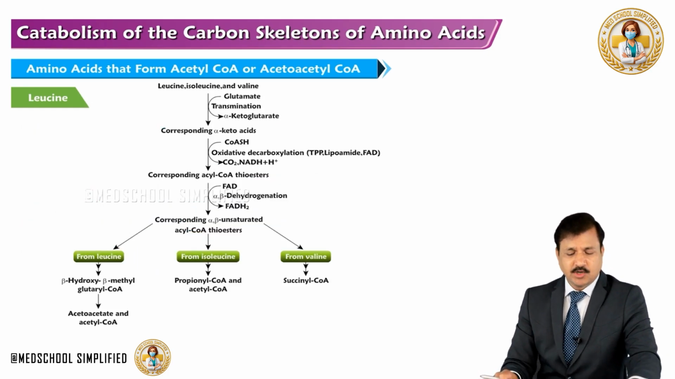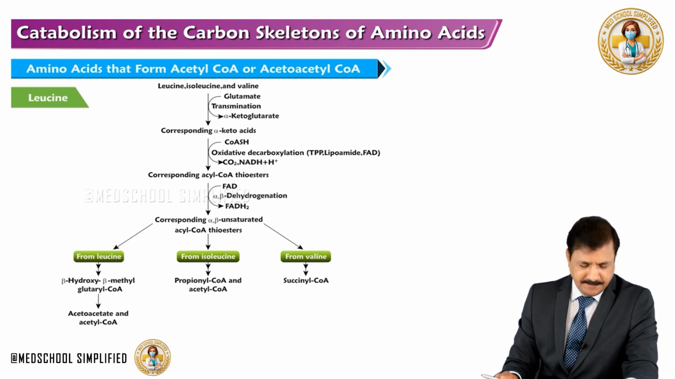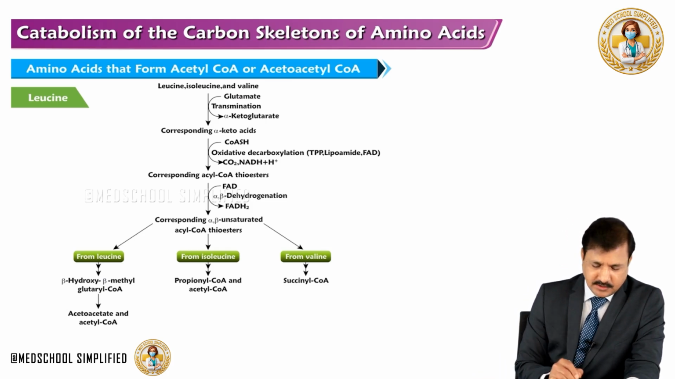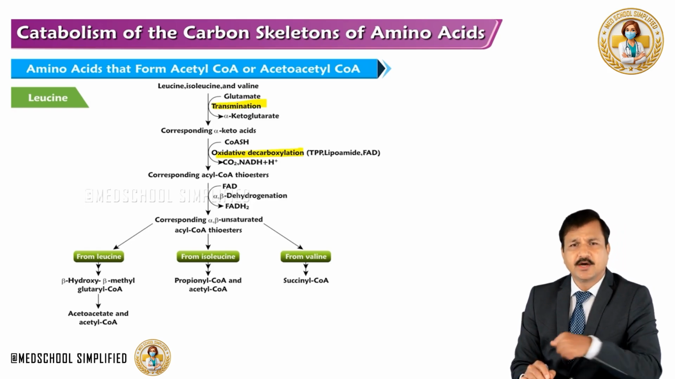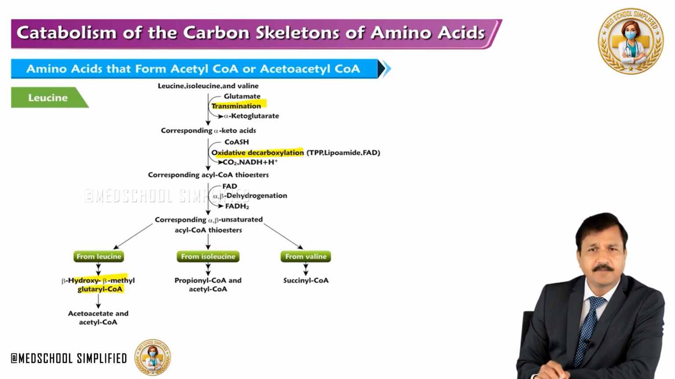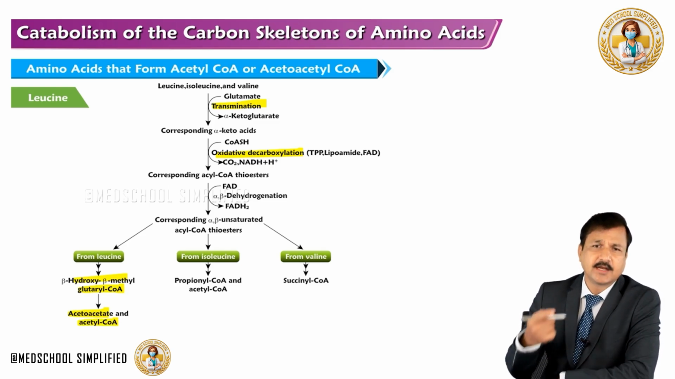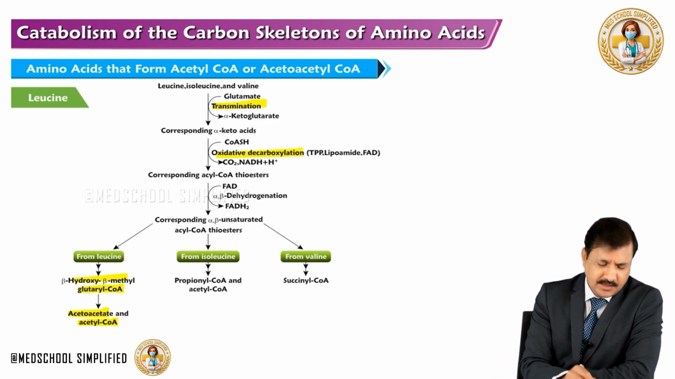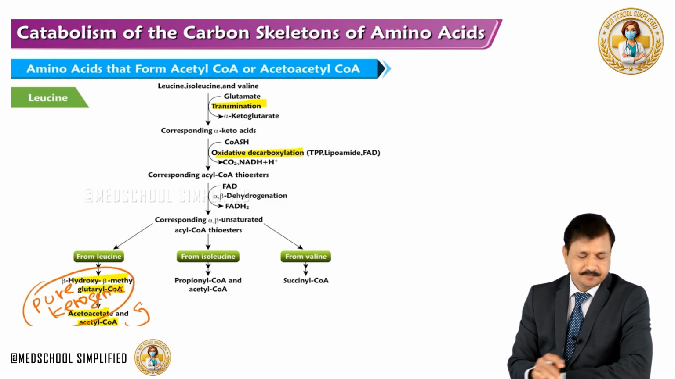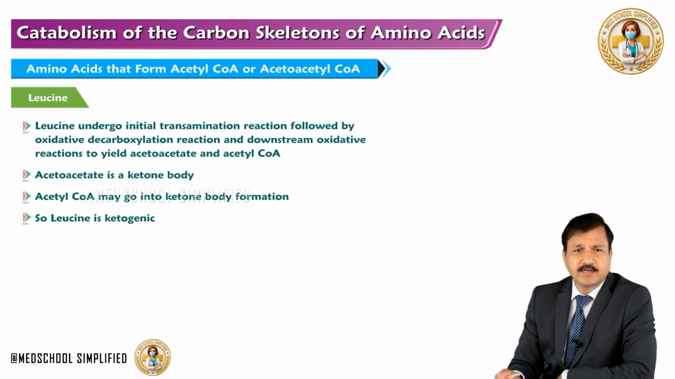Remember that point. Now let's move on to see the metabolism of leucine, which will make a ketone body, which I have already explained to you in the previous slide. So leucine undergoing transamination reaction, oxidative decarboxylation reaction, and downstream oxidative pathways will give hydroxymethyl glutaryl-CoA, which will make acetoacetate, which is a ketone body itself, and acetyl-CoA in turn will become acetoacetate, that is a ketone body. So that means leucine is purely ketogenic. Leucine is purely ketogenic amino acid. Remember that.